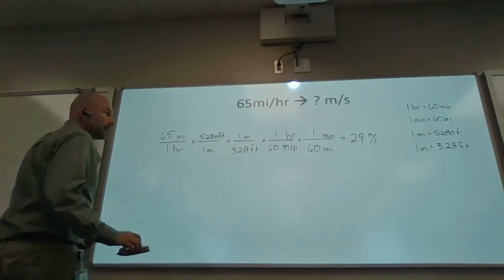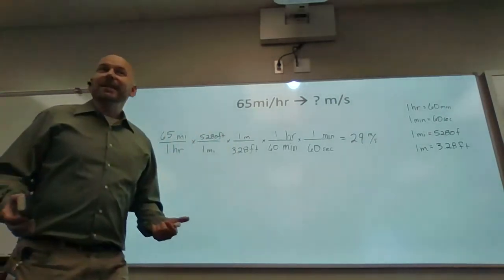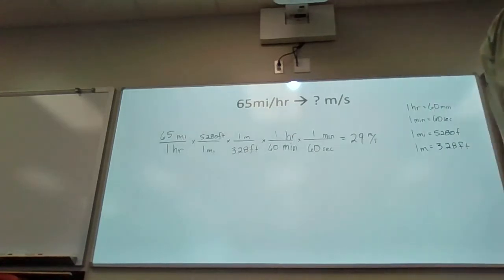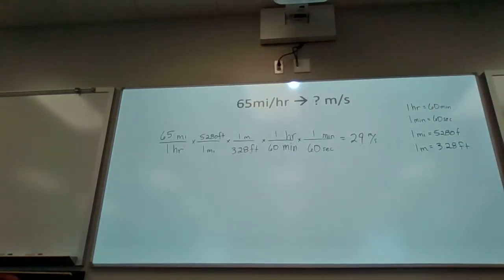So now if I say, hey, go 30 meters a second, you're like, interstate speed. That makes sense?